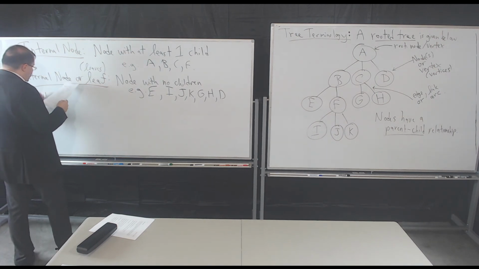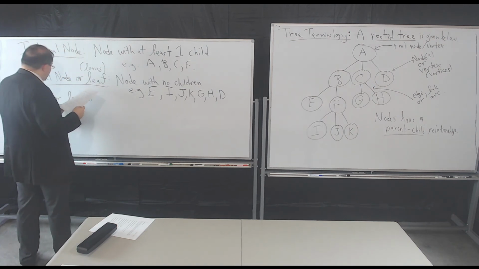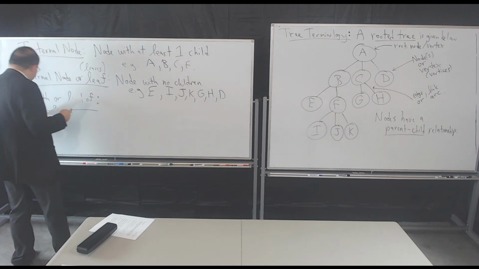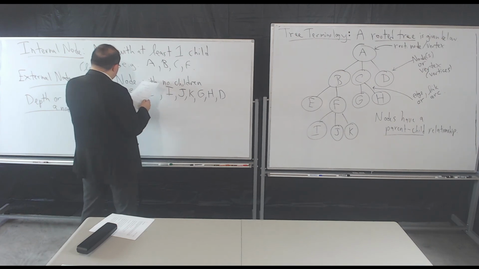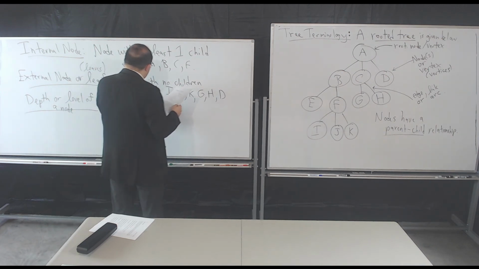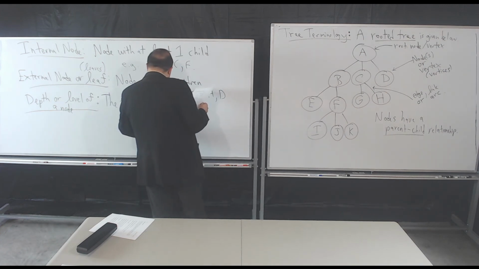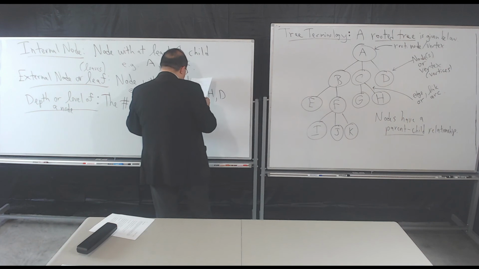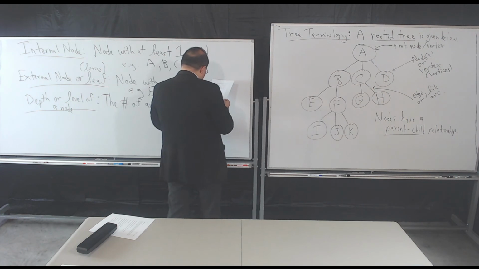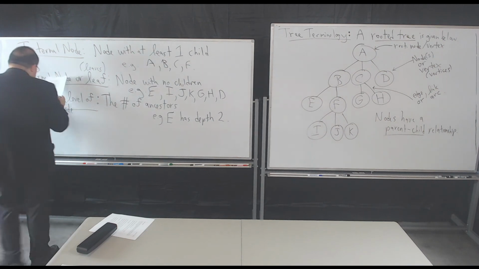So the depth or level of a node. This concept is going to be fairly important for us in this course. The depth or level of a node is the number of ancestors. So for example, if I look at E, how many ancestors does E have? 1 and 2. So E has depth 2.